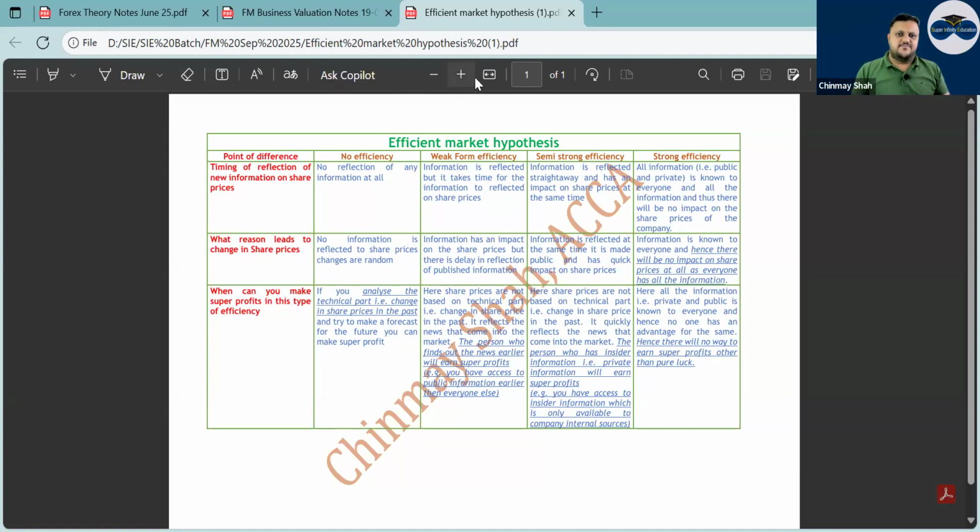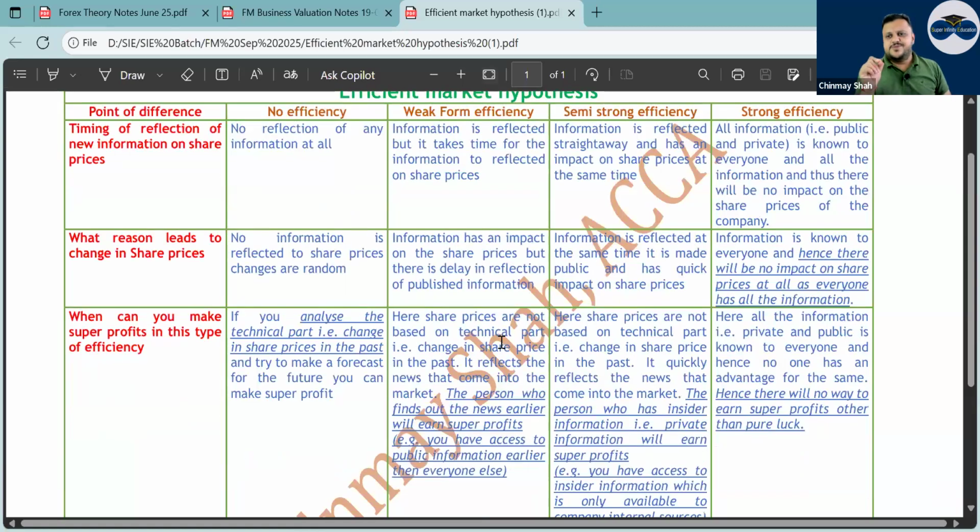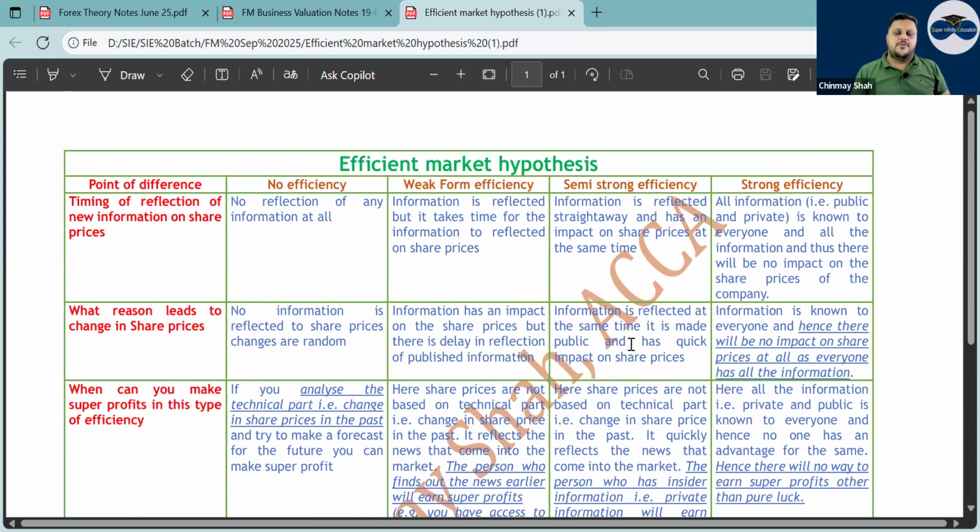Have a look. This is a very important table. I think the whole EMH can be explained here. If you analyze the technical part, that is in this no efficiency market, the old share price movement. So technical analysis is old share price movement. Fundamental analysis is checking the profit and loss and other details of the company. If you analyze the technical part, that is change in share price in the past, and try to make a forecast for the future, you can make super profit. Correct or not? Weak form efficiency.